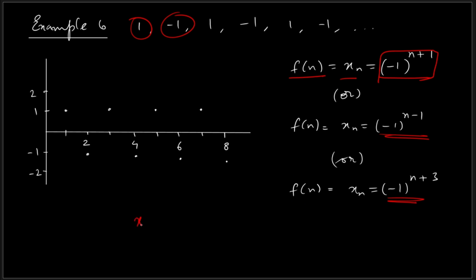We can also represent this sequence in this way, right? 1 if odd, minus 1 if even. So if n is odd, the term xn is 1. If n is even, the term xn is minus 1.